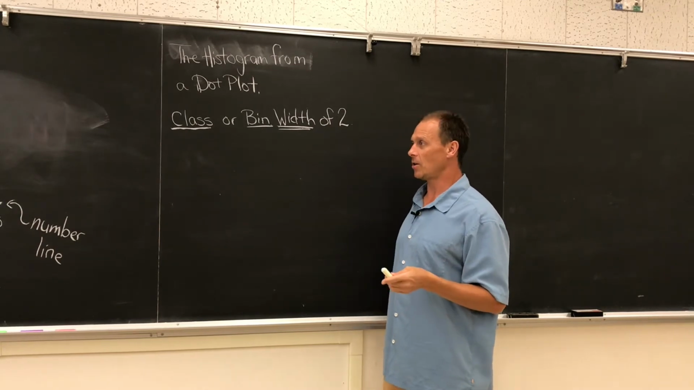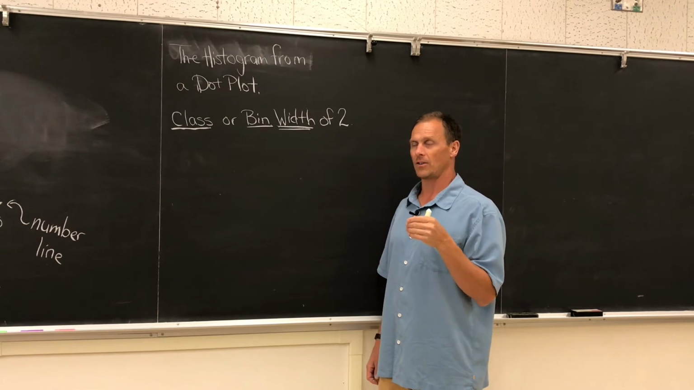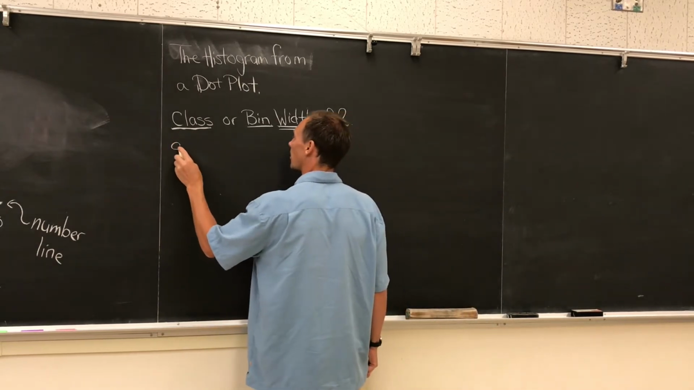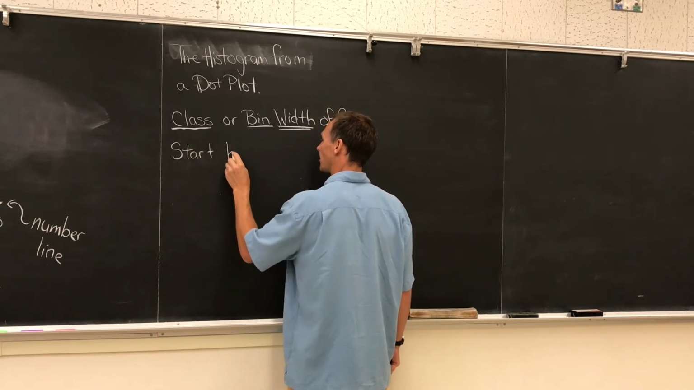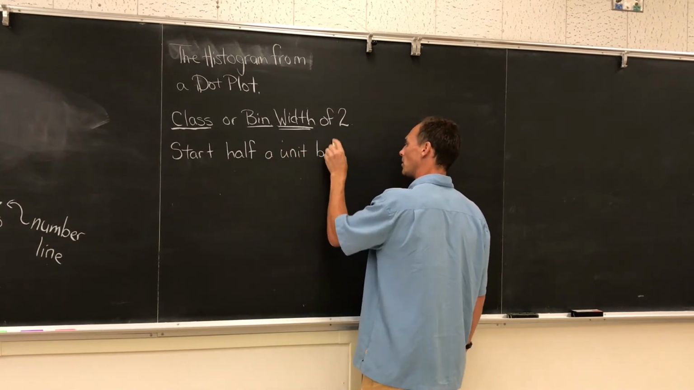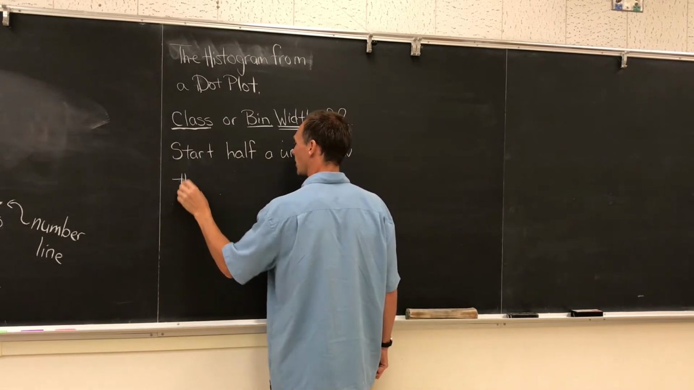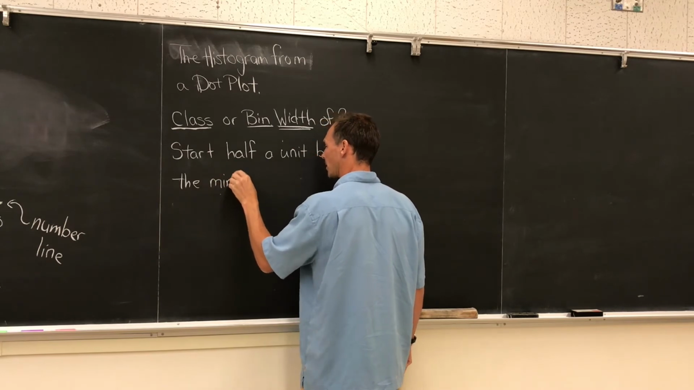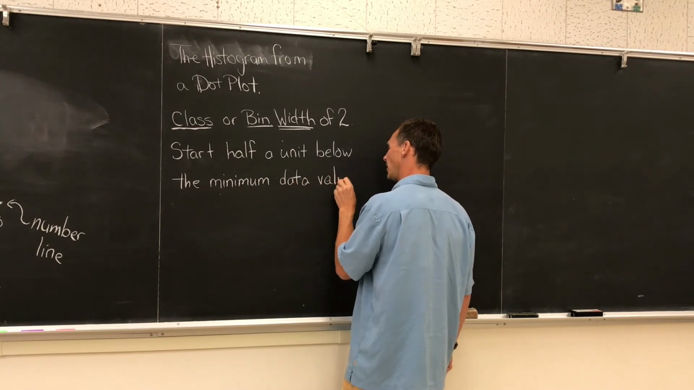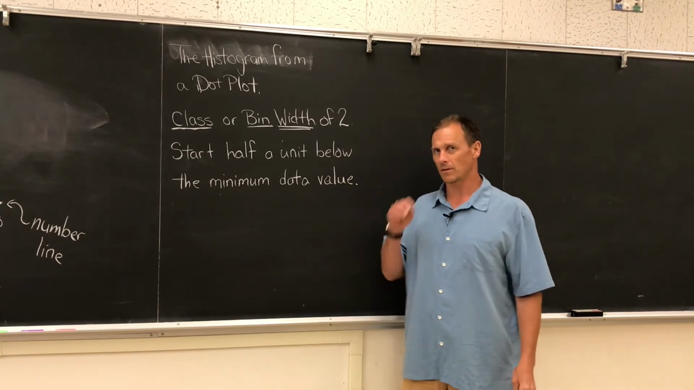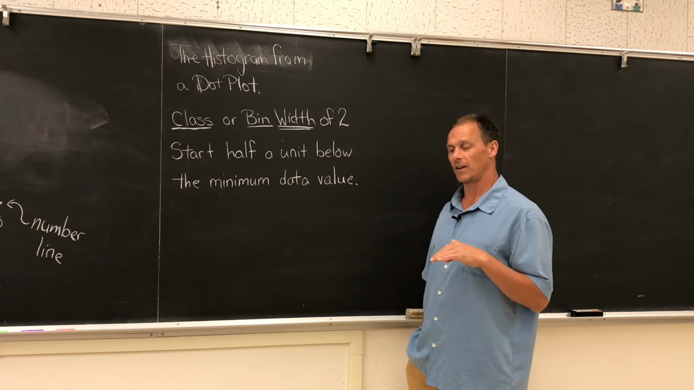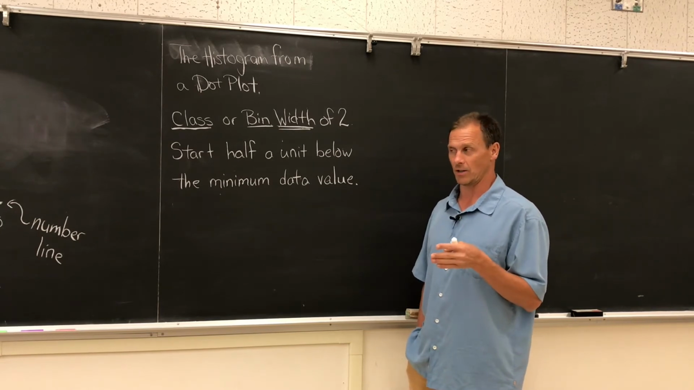The next thing is we always start our histogram half a unit below the minimum data value. This needs a little clarity, and let me show you why. Our data set here is in whole numbers, so if I want to look at between whole numbers, I would be looking at half of a unit. And I'll show you that visually.